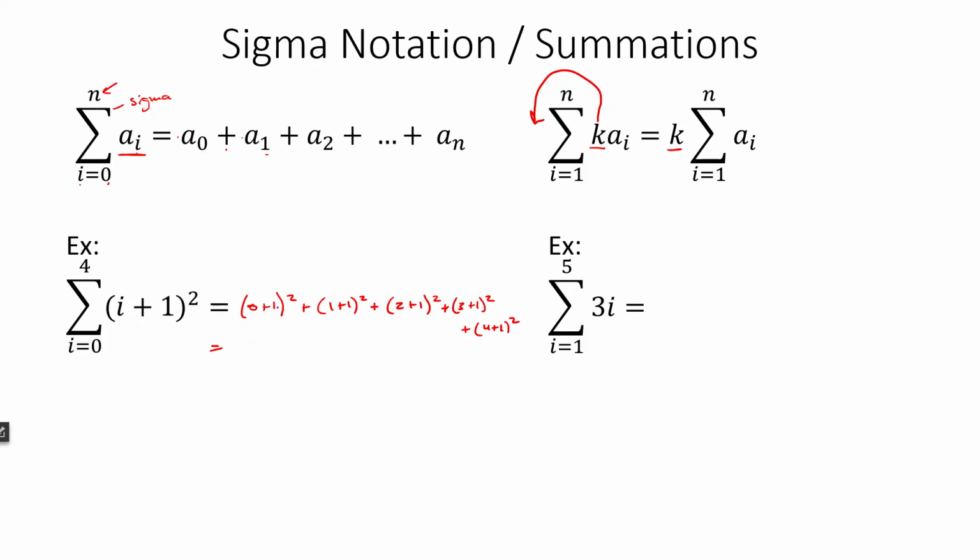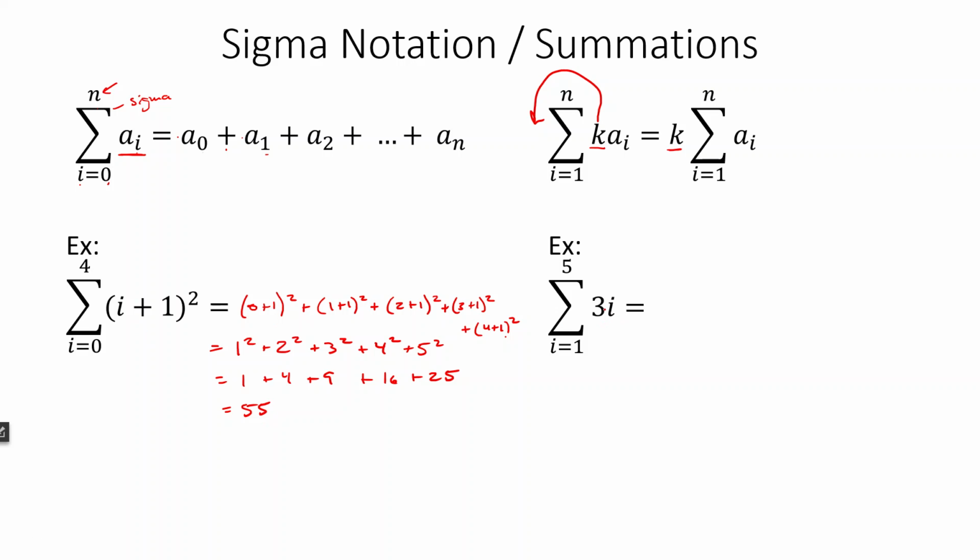So this is 1 squared, 2 squared, 3 squared, 4 squared, and this last one here is 5 squared. So we get 1 plus 4 plus 9 plus 16 plus 25. So that's 55, I think. Somebody can check my math. All right, so the summation of this guy is just 55.